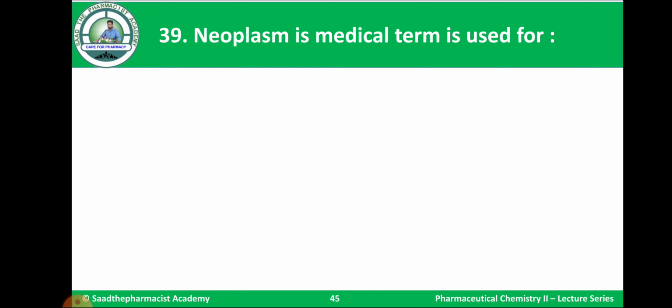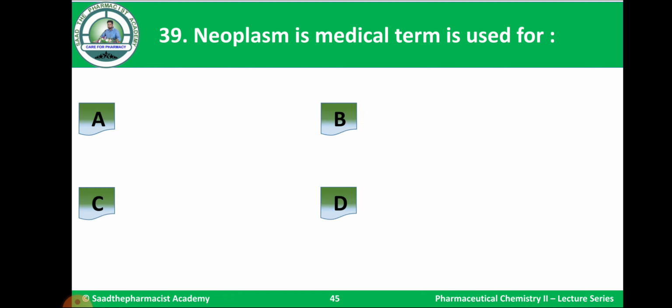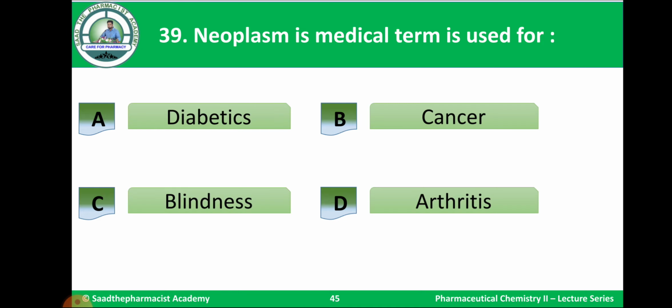Question number 39. Neoplasm is a medical term used for. The options for this question are A. Diabetes, B. Cancer, C. Blindness, D. Arthritis. The correct answer for this question is B. Cancer.